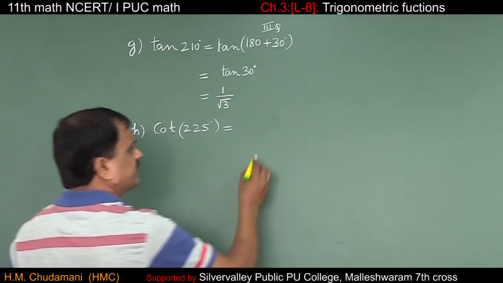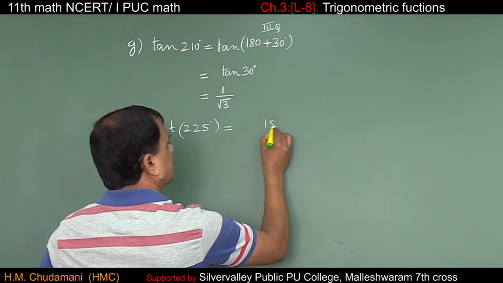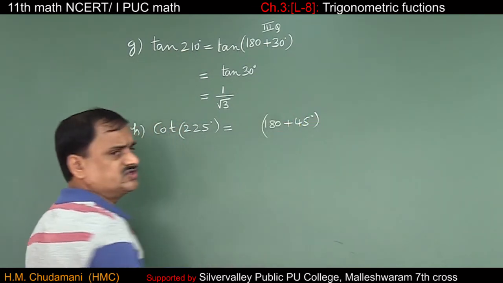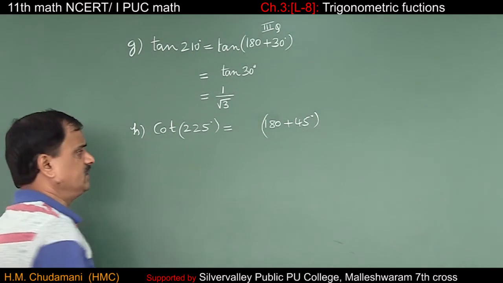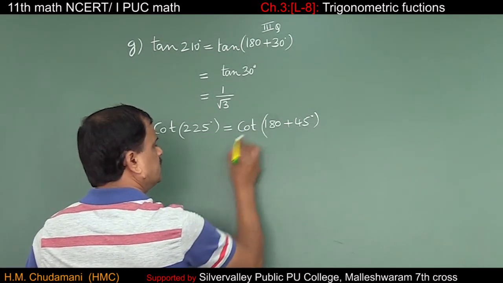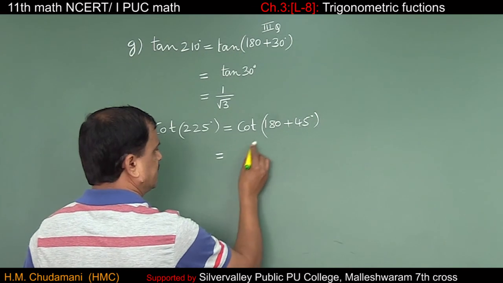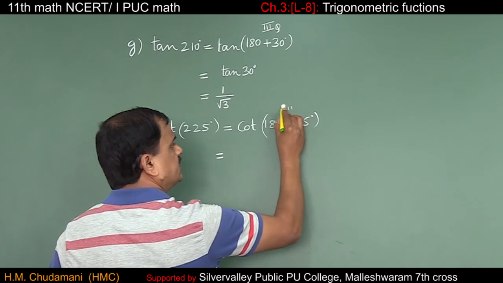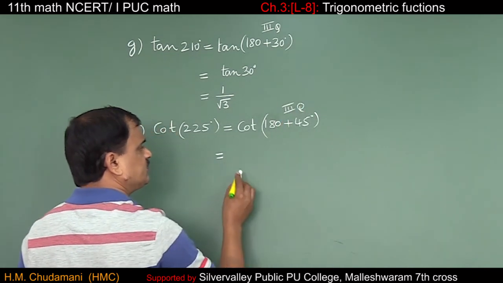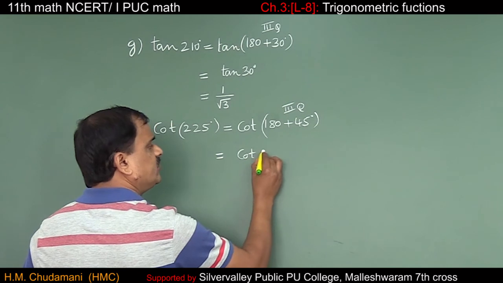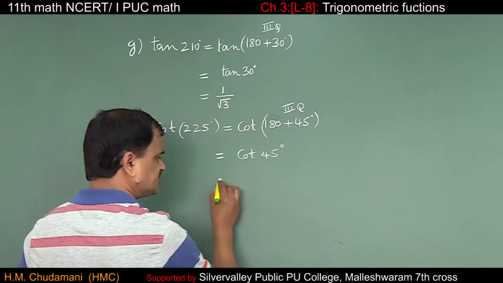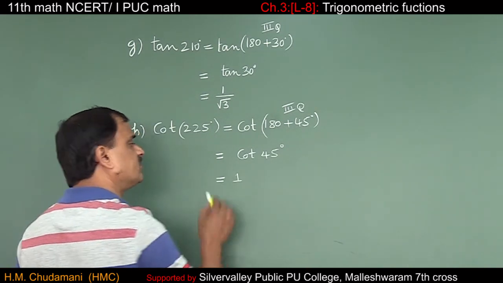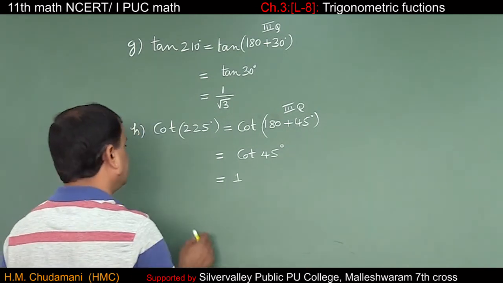Cot 225. 225 can be written as 180 plus 45. What is 180 plus 45? 225. Cot of 180 plus 45. So 180 plus theta means again the third quadrant. In the third quadrant cot is positive. So 180 means the trigonometric function remains the same. Cot 45 degree is the reciprocal of tan 45, which is 1 by 1, that is 1.